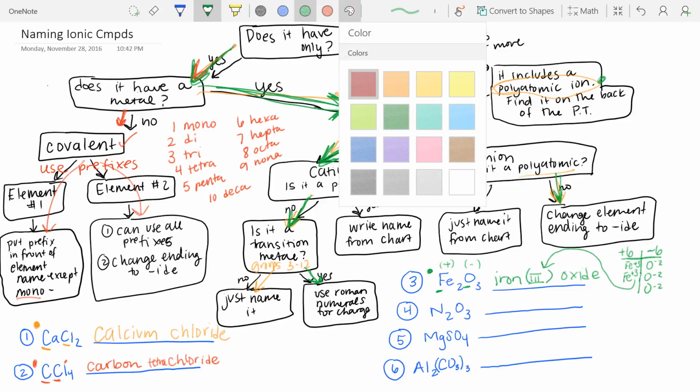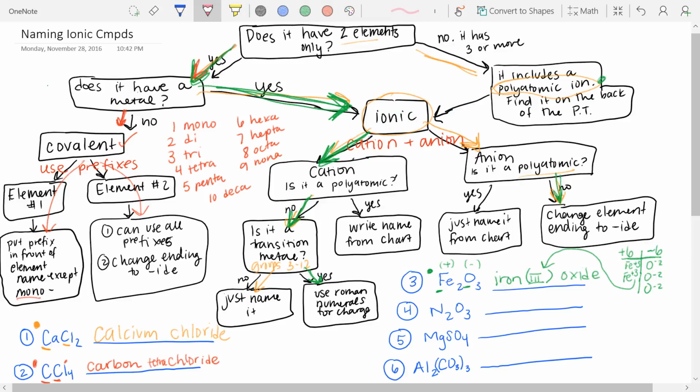Now let's go to the next one. The next one we're going to do in this pink color here. With this pink color, our first question again is, does it have 2 elements only? And the answer is yes, indeed it does.